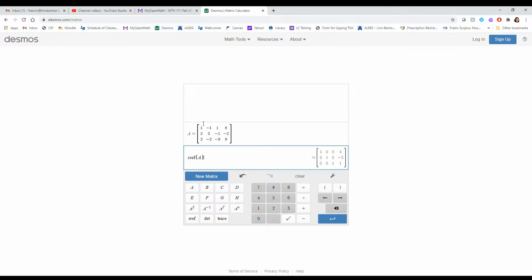And now we can see our answers. And this is exactly the matrix we got from our reduced row echelon form. And this tells us that x is 4, y is -3, and z is 1.